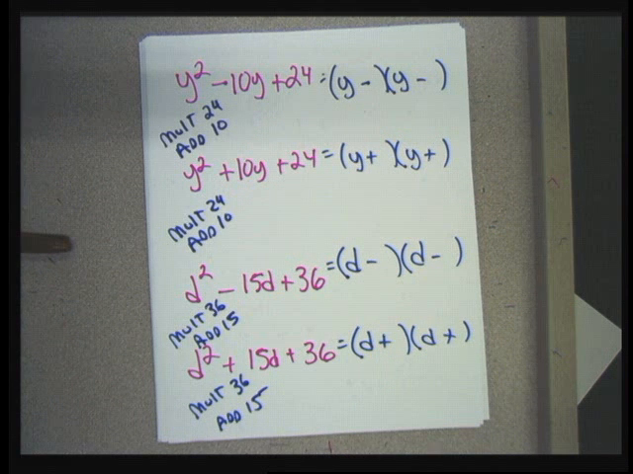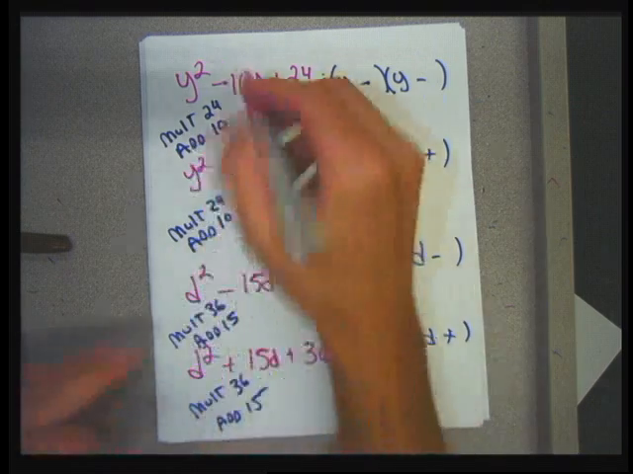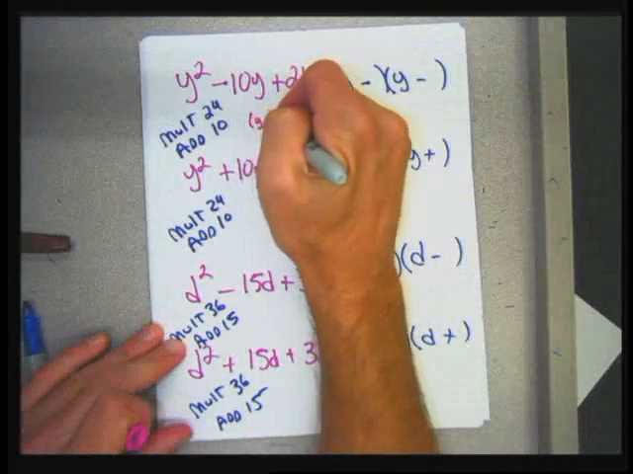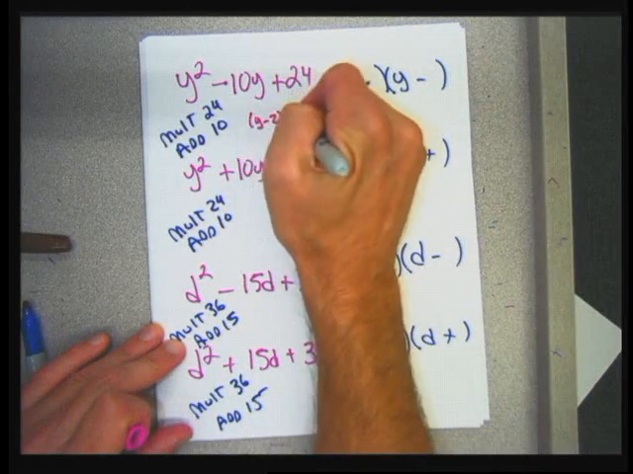Lynn, feeling good about the very first one? What are your lasts? 2 and 12. What did 2 and 12 subtract to be 10? So that's not right. If you FOILed yours with 2 and 12, so you said y minus 2 times y minus 12.